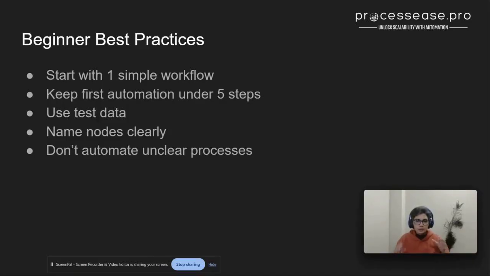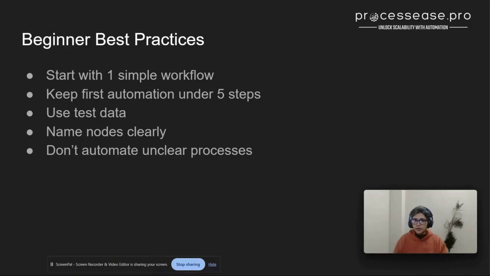For testing, use test data. Prepare some test data and use that instead of working on the real data, because it might mess up your actual record. Fourth one is name the nodes clearly so that you know what this particular module is doing. And then, don't automate an unclear process. That's very, very important. Make sure your steps are clear, what you want to do, what actions you want your automation to take. So yeah, that was about it.